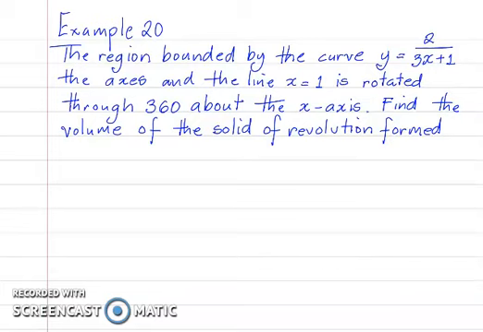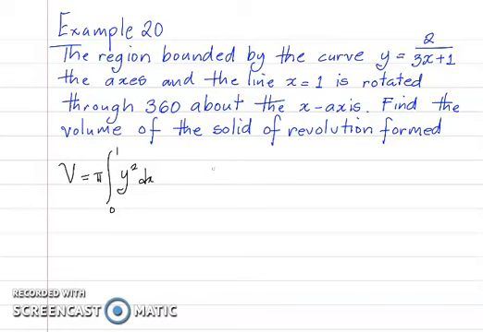All right, first of all, the region is bounded by the curve, the axes, that is the x-axis and the y-axis. The y-axis is the line x is equal to 0. And so the volume here, V, is equal to pi times the integral from x is equal to 0 to x is equal to 1, y squared dx.